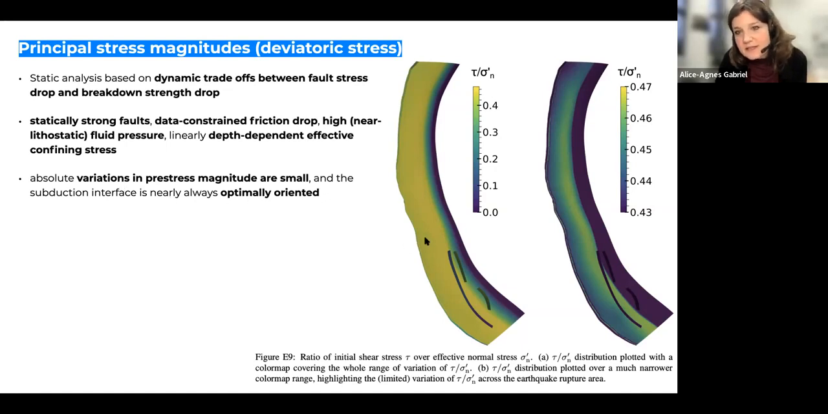So what we see here is the shear over the effective normal stress. And this is the same plot, but zoomed in between 0.43 and 0.47. So these are small variations. And it also shows you that the subduction interface in our model is nearly always optimally oriented.